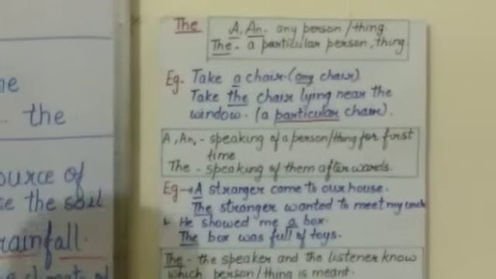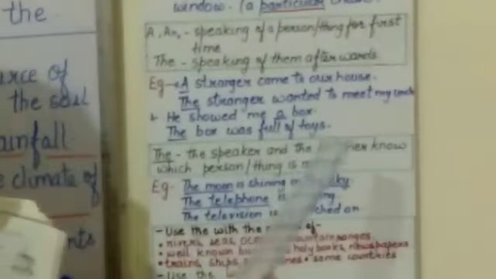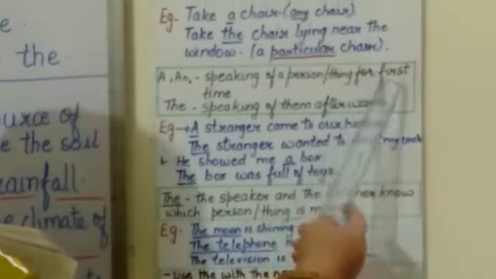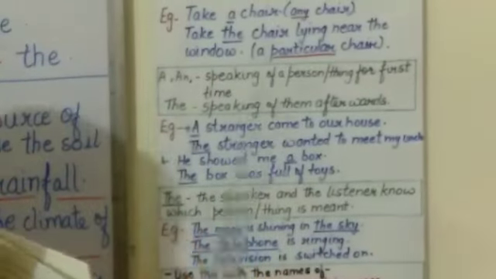Let's see another example. He showed me a box. So, we are talking about the box for the first time. But in the second sentence, the box was full of toys. Now, we are talking about the same box and we are talking about it again. So, the box was full of toys. We will not write a box. We will write the box because we are talking about the box again. That is why a is used when speaking of a person or thing for the first time and the when speaking of them afterwards. So, this is another case.